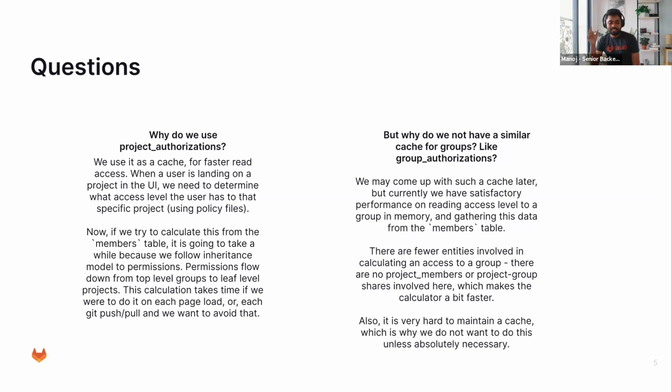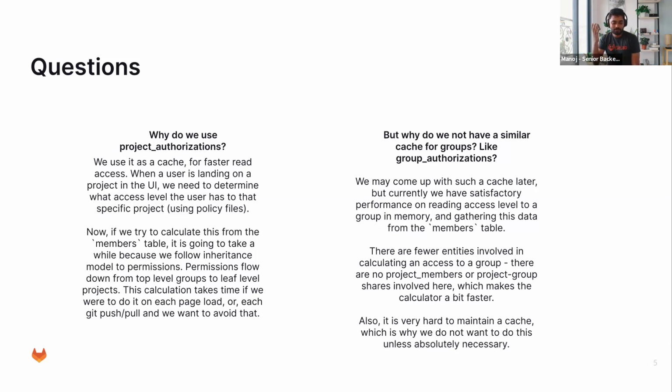And we do not have time there to go into the members table and check whether this user has enough rights to push to this repo. On the group side, if you imagine a tree, a group is at the top level and a project is at the leaf level. Once you traverse to the leaf, there are more components involved in the calculation process, so that makes it more expensive.